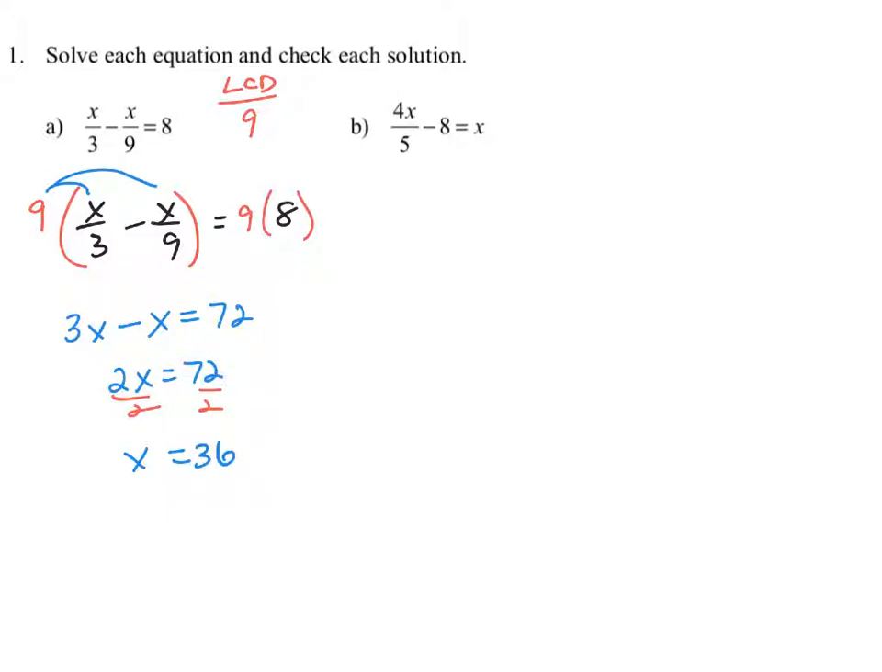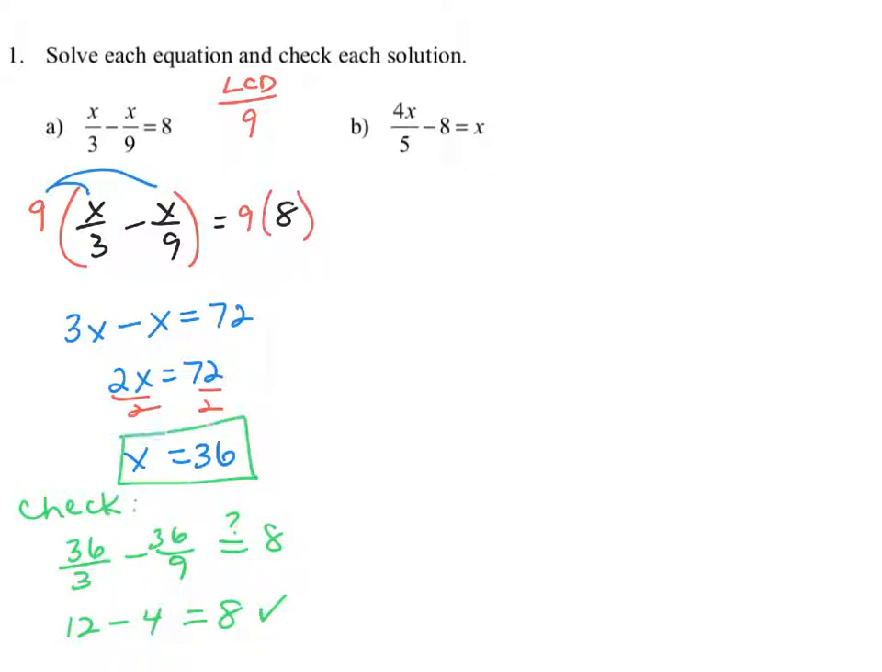It's very important that we check our solution by plugging in our answer back into the original equation. X is 36, so the equation becomes 36 over 3 minus 36 over 9. We want to check to make sure that is equal to 8. And 36 over 3 is 12, and 36 over 9 is 4, so 12 minus 4 does equal 8. So we know that x equals 36 is the solution to that rational equation.